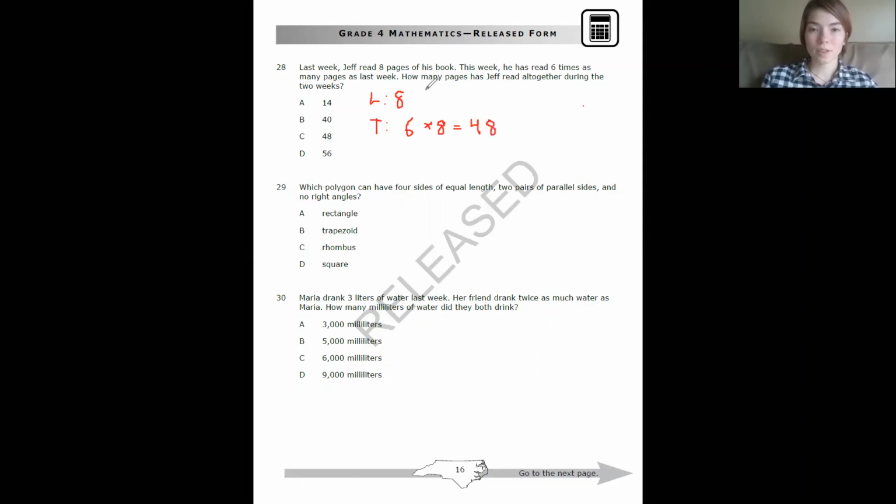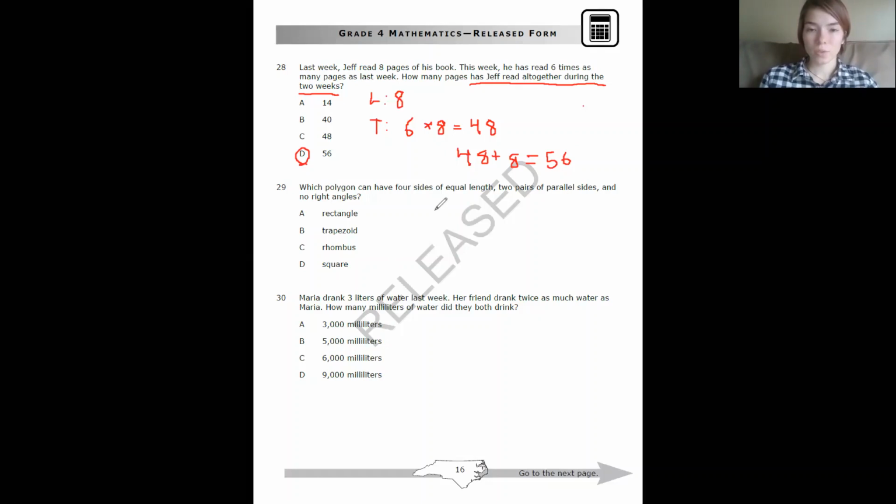Now, what they're asking for is how many pages has Jeff read altogether during the 2 weeks? So that means that we need to add together the amount he read last week to the amount he read this week. 48 plus 8 is going to equal 56. So our answer for this question is going to be D, 56.